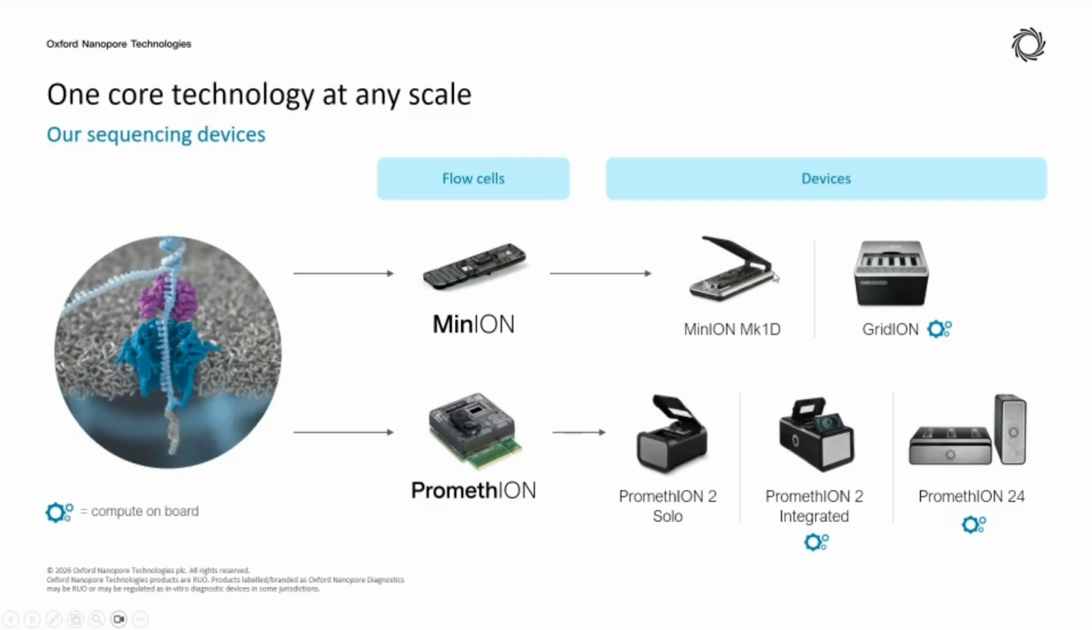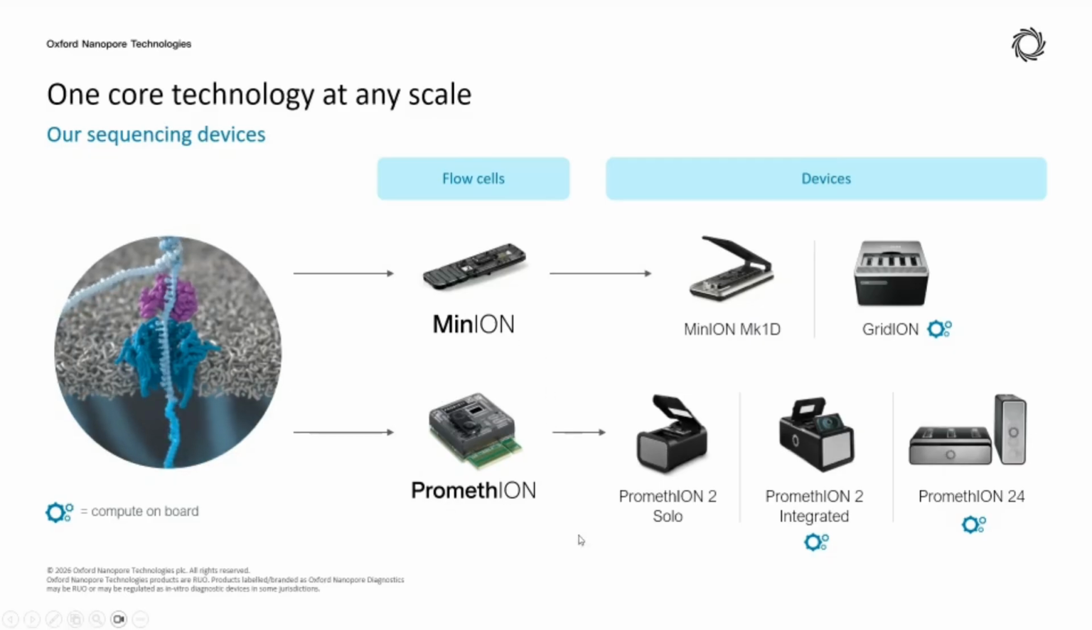So if, let's say, you have a lot of samples and you need to sequence many flow cells in one run, then the GridION could be your choice. And the GridION also comes with compute on board, so you do not really need to prepare another computer in order to do the sequencing.